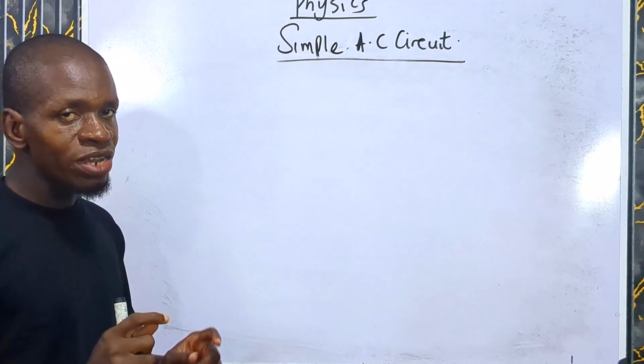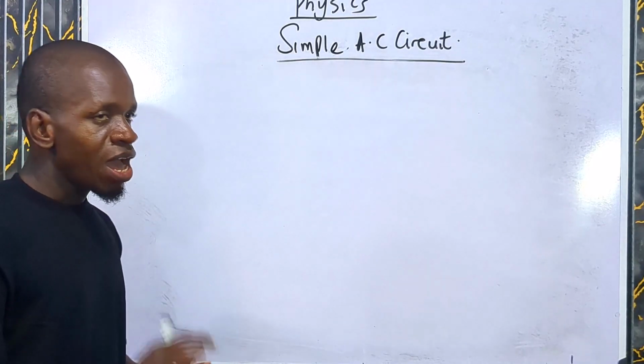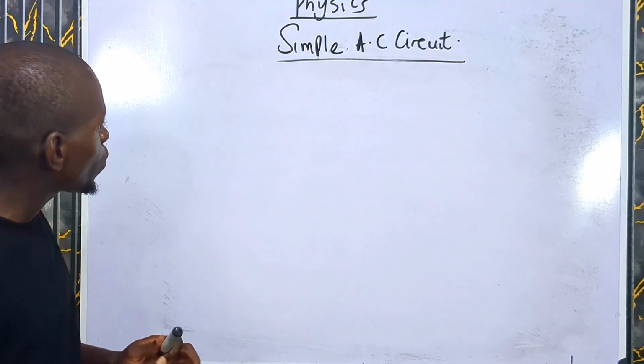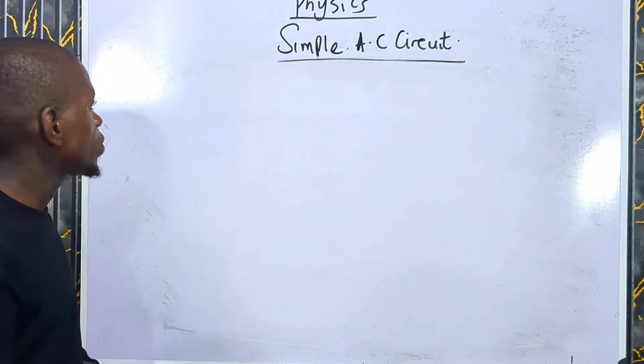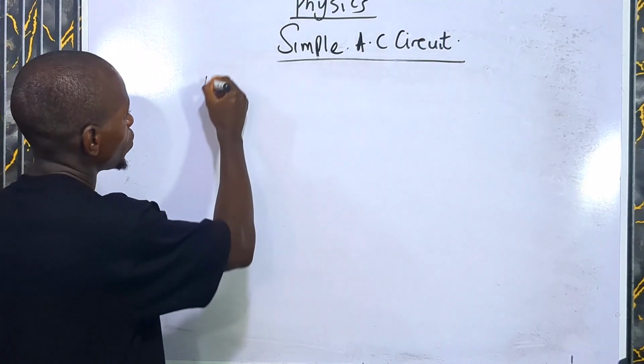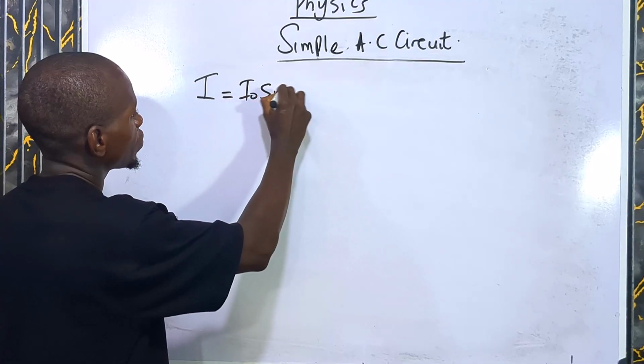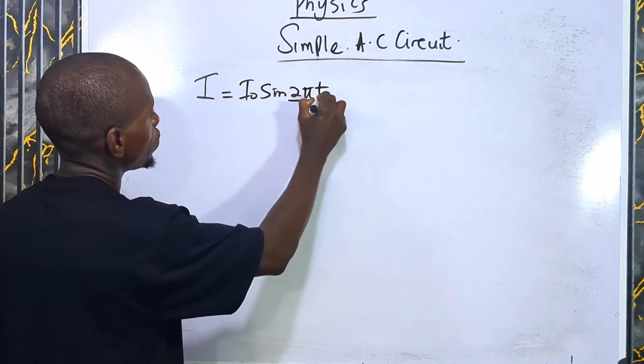Consider the last part of the instantaneous value. I've considered the one that dealt with phase angle. I've considered the one that dealt with frequency. Now the next one we're going to talk about is the one dealing with period. Whether that of current or voltage, I'll just say that I is equal to I0 sine 2 pi t over T.